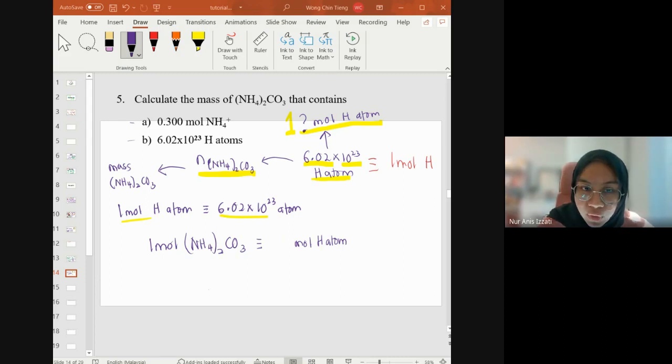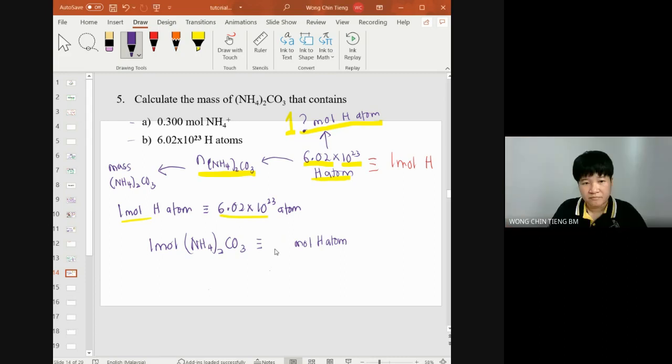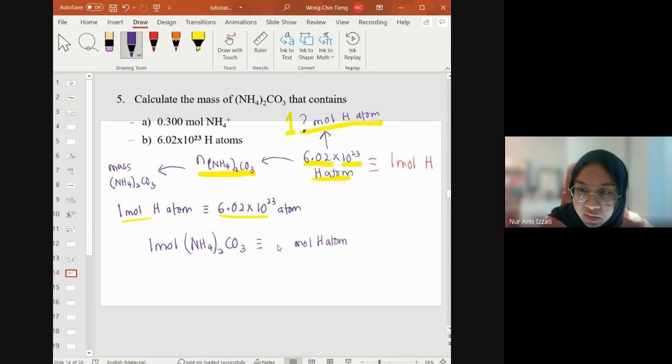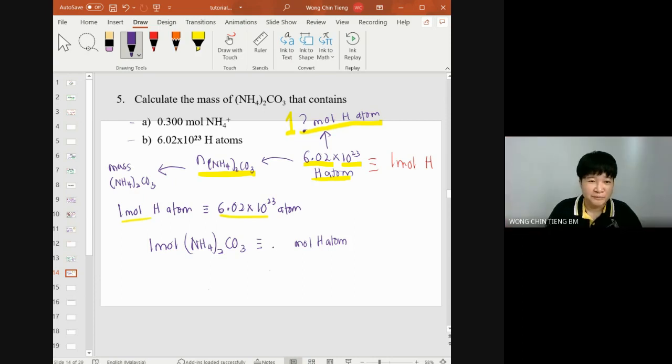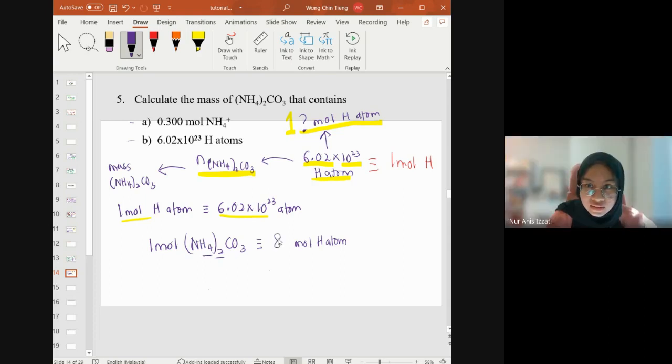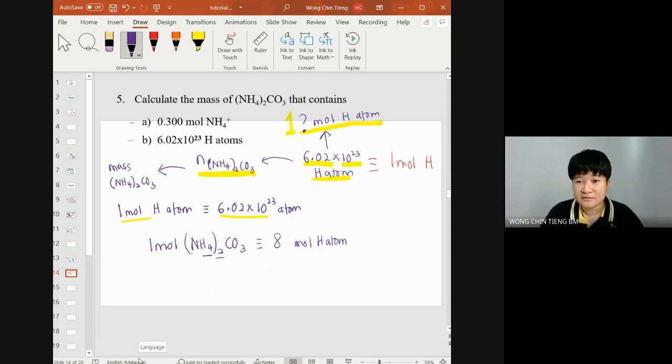8 times 6.02 multiplied by 10 to the power of 23. 1 mole of (NH4)2CO3, how many hydrogen does it have? 8. Theory, right? 1 mole of ammonium carbonate has how many mole of hydrogen? It has 8. Okay, if I want to produce 1 mole of this, I need 8 mole of hydrogen.